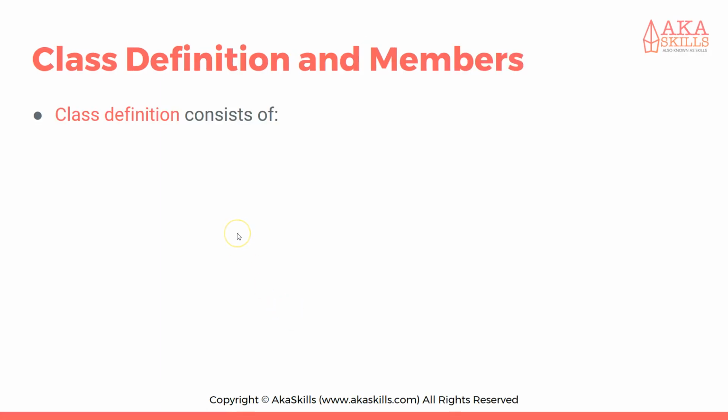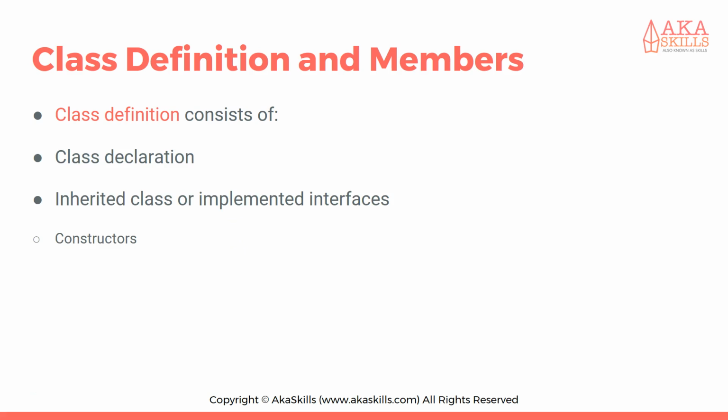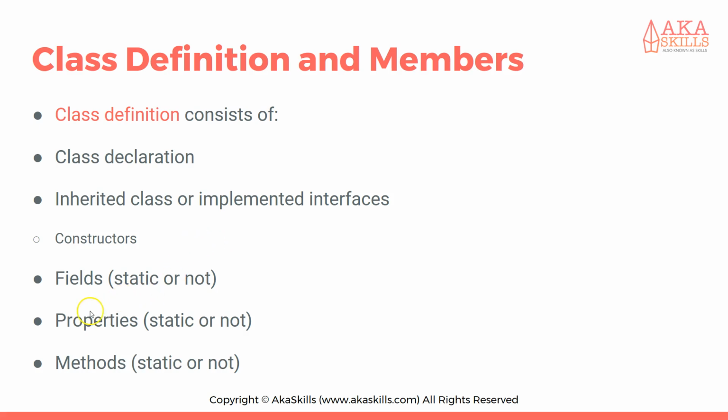So class definition and members. Each class definition consists of a class declaration, an inherited class or implemented interface, where we have constructors, fields, which could be static or not, and properties, which could be static or not. To the end, we have methods, which again could be static or per instance.